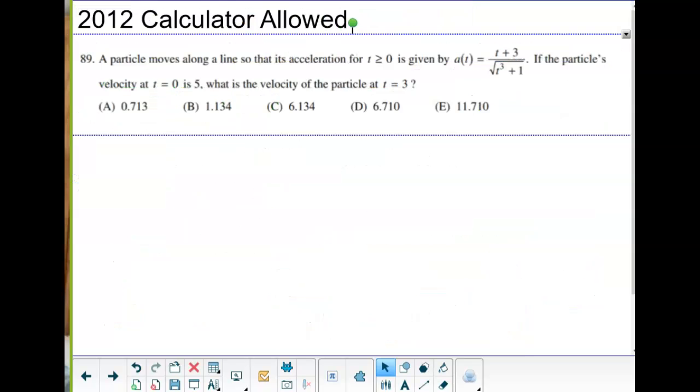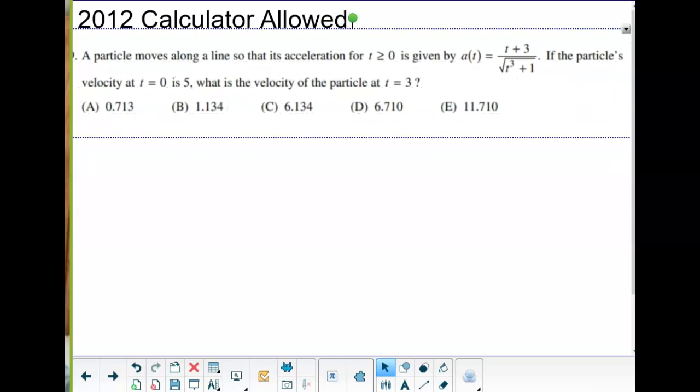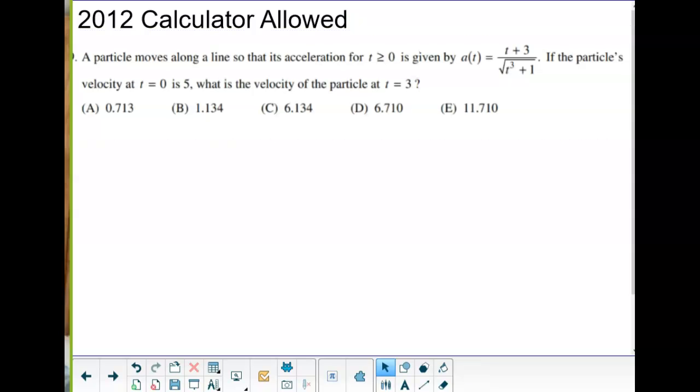All right, last one for multiple choice. And again, all of these are similar, but just different enough that you might be confused by them. So a particle moves along a line, so its acceleration for time greater than 0 is given by a of t. So there's the equation. Notice it's kind of crazy, right? We wouldn't want to do this one by hand. If the particle's velocity at t equals 0 is 5, what is the velocity of the particle at 3?